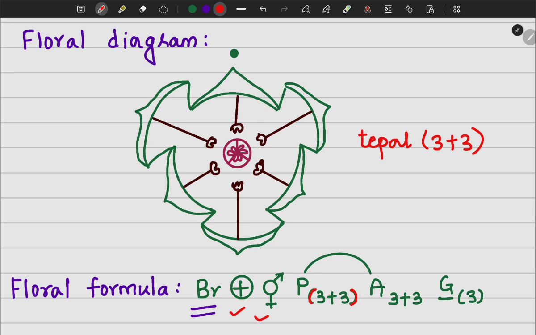Then androecium has 6 stamens, also forming 2 groups of 3 each, and they are epitepalous or epiphyllous, that means they are attached to the tepals. So we have used this symbol to show the attachment. Then the gynoecium has superior ovary and tricarpellary, syncarpous, so we have written 3 inside the bracket. So I hope the floral formula and floral diagram both are clear to you.